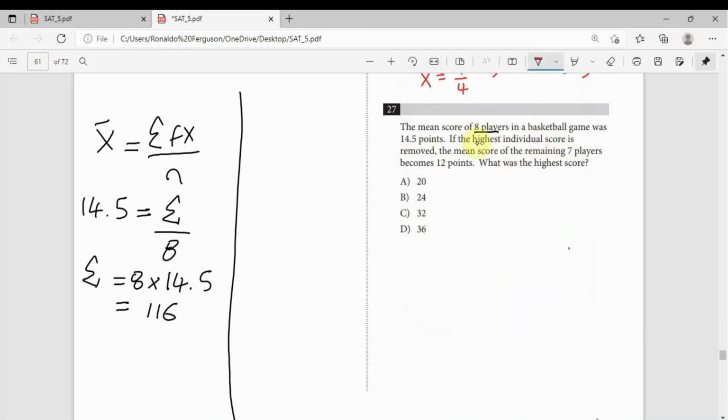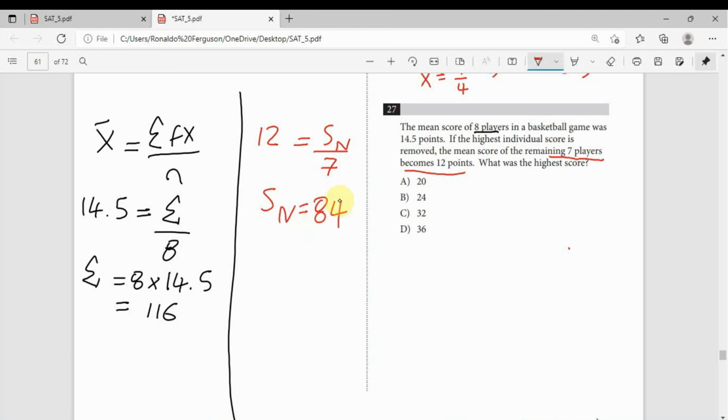Then they went further and said that if the highest individual score was removed, and now you're left with the remaining 7 players, and now the average becomes 12, what is the highest score? So now we're dividing by 7, and they told us that the average is now 12. So we can call this the new sum, S new. So we cross multiply, we don't need a calculator for that. 12 times 7 is 84, right?